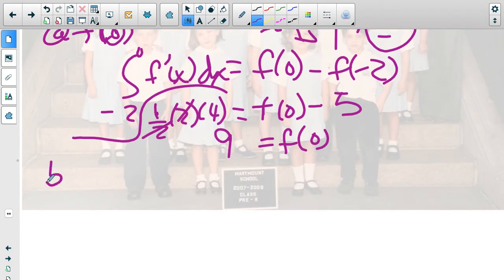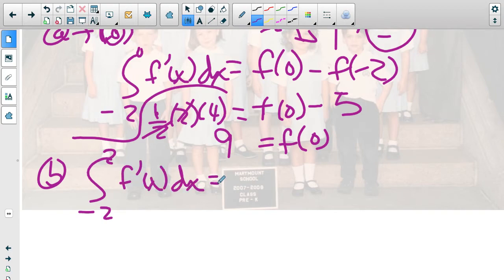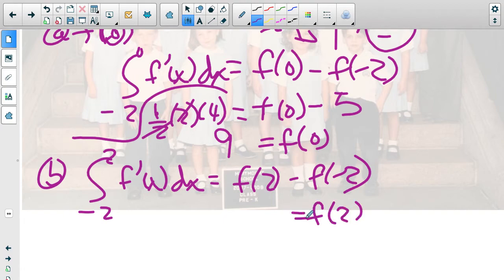All right, b is f of 2. So I'm going to go from negative 2 to 2 of f prime of x dx is equal to f of 2 minus f of negative 2. So f of 2, I'm going to move a little bit faster now in interest of time. Does that give me 8? And doesn't it just double? You would show your work. But this is going to be 8. F of negative 2 was 5. So I'm going to have 8 plus 5. So f of 2 is 13.